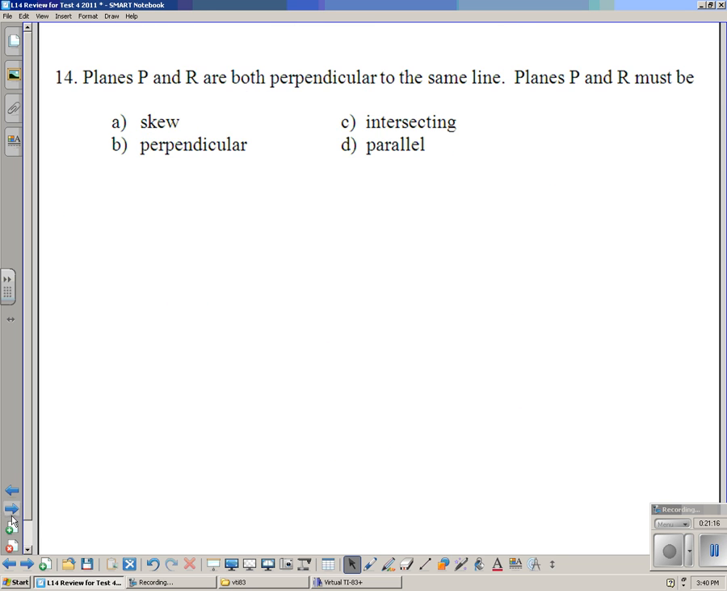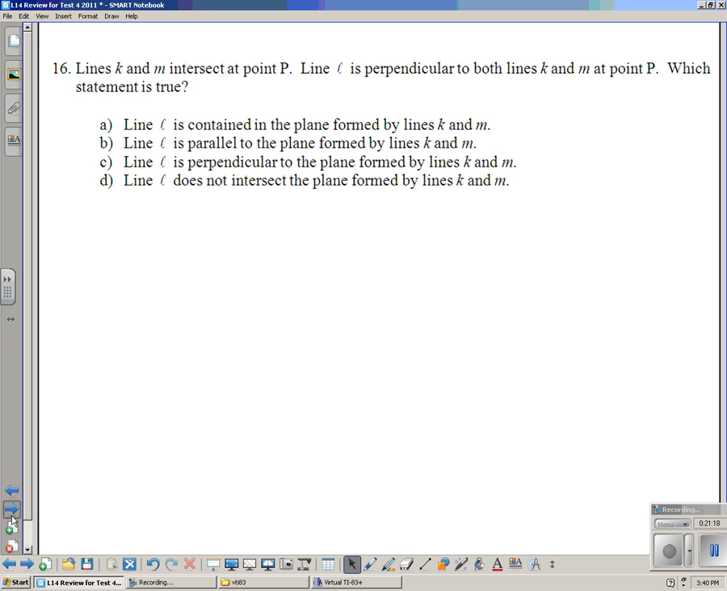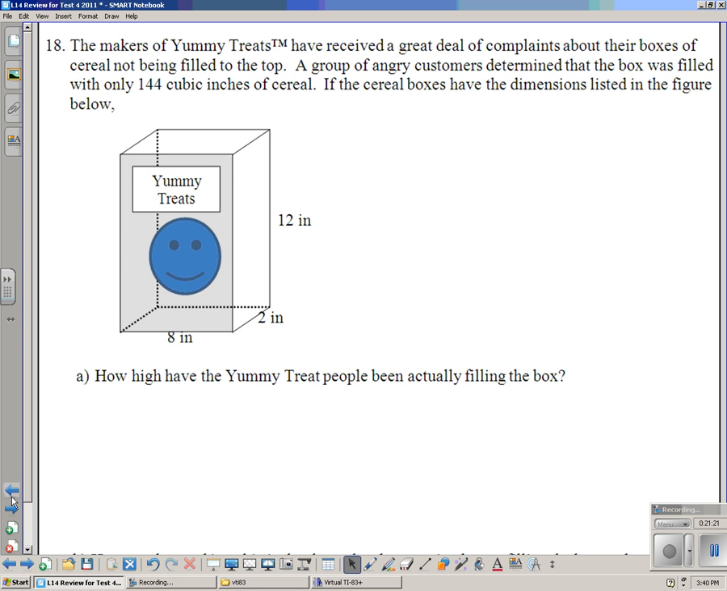I'm going to skip the 3D questions for now. I'm going to try to make a video of those. So I'm skipping on to number 18.